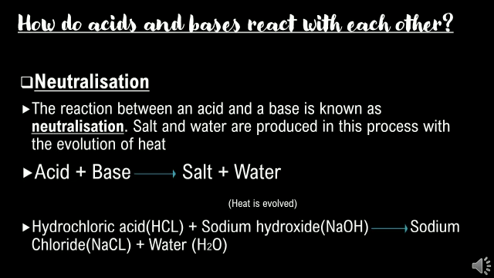Coming to neutralization. So what do you mean by neutralization? It is nothing but the reaction between an acid and a base. Whatever reaction is happening between acid and base is said to be neutralization. And the product formed is salt and water along with the evolution of heat. Here in the equation you can see acid reacting with base gives rise to salt plus water, along with that heat being evolved.